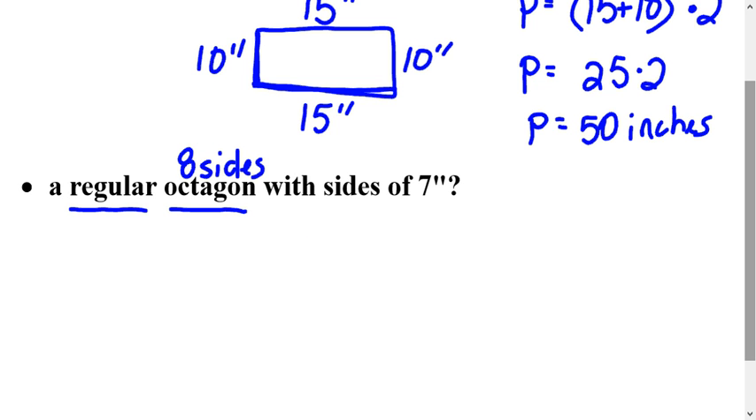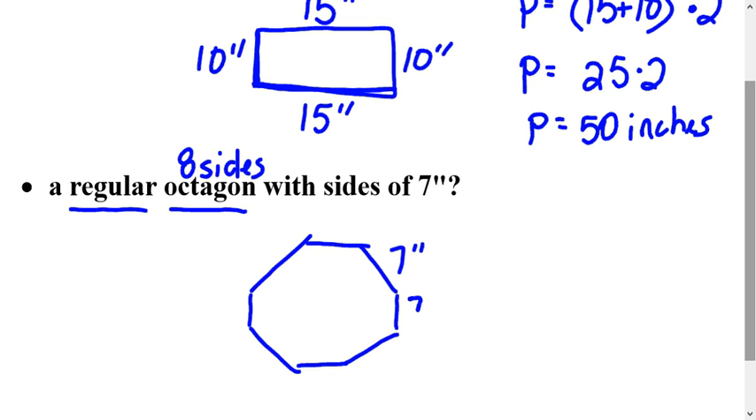Although an octagon is a little hard to draw, especially if I want all the sides to be the same length, it is a stop sign. Here's how I usually draw it. I draw it kind of like that, and then I connect my lines. It's not perfect, but it gives you an octagon. It's intended to be a regular octagon. And then I can label each side as 7 inches.